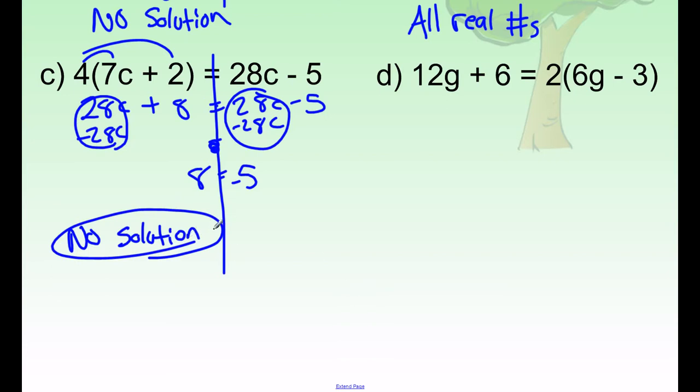And by the way, this is the answer, not this. That is not the solution. That is the evidence that tells you what the answer is. But the answer is there is no solution. That is the answer.